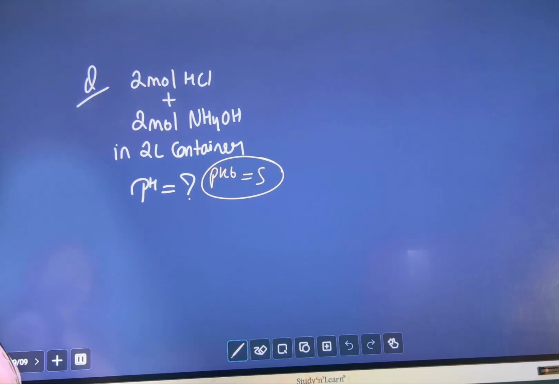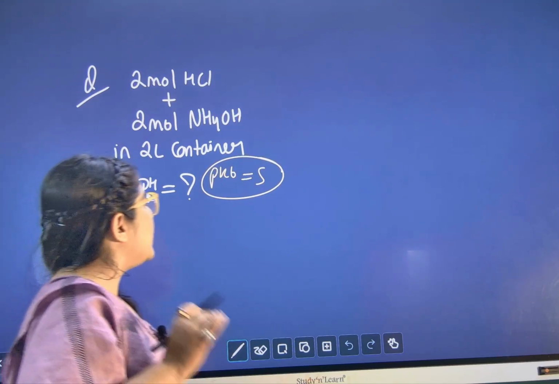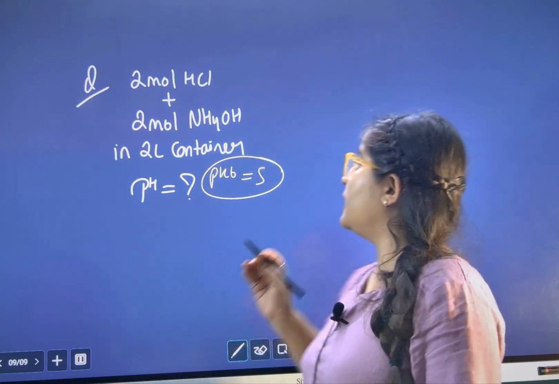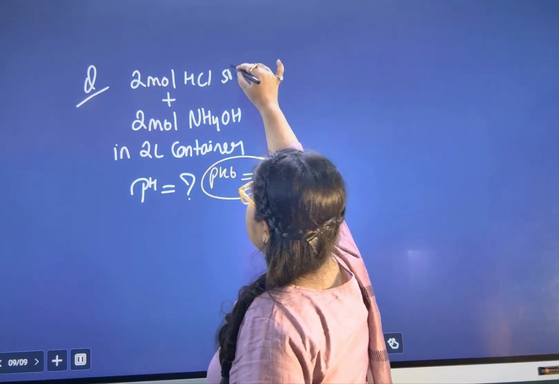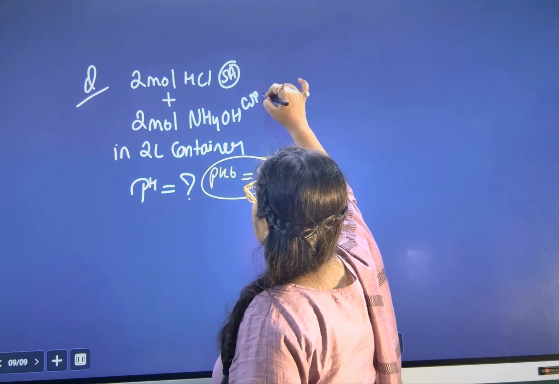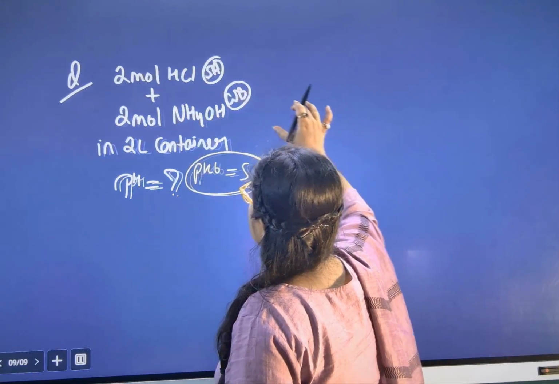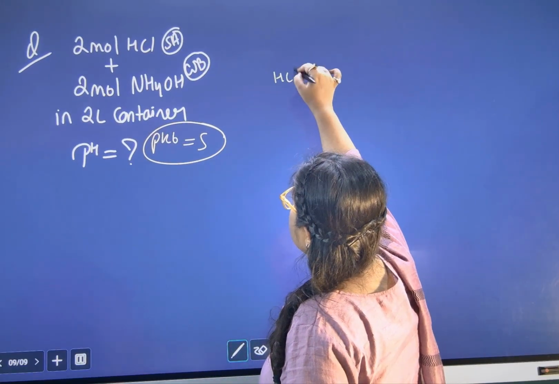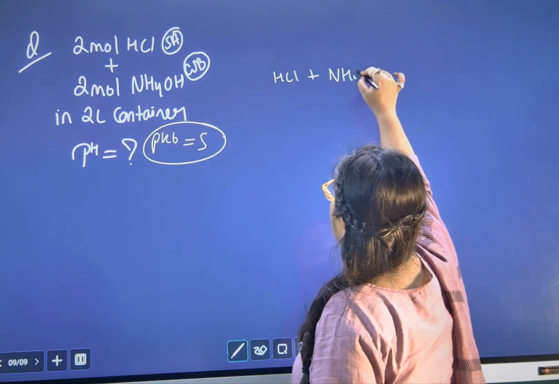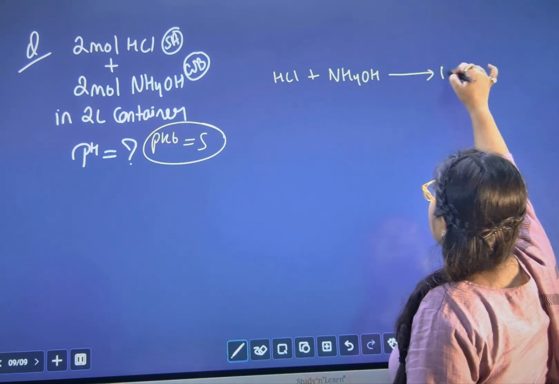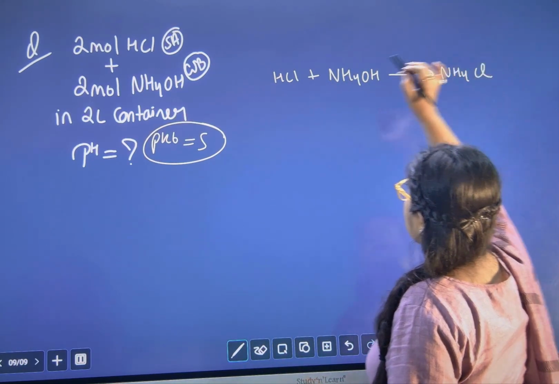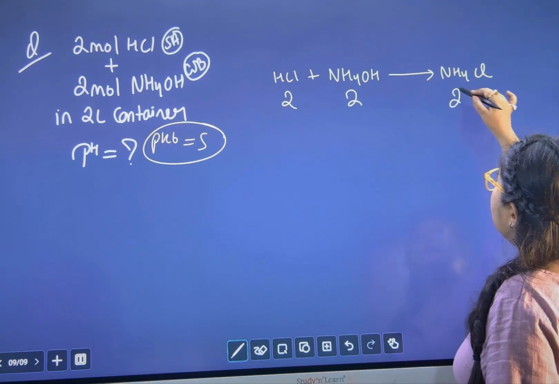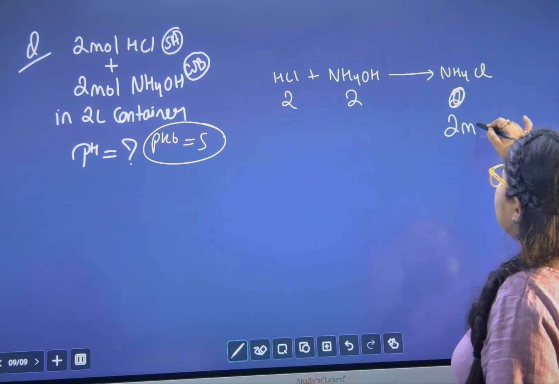Okay, let us solve the next question. The next question is 2 mole HCl plus 2 mole NH4OH in a 2 liter container. So here a strong acid is mixed with a weak base, so it is definitely a question of salt hydrolysis. Let us write down. HCl is reacting with NH4OH. So what will we get here? NH4Cl. How much mole? 2 mole will react, initially 0, and here we will get 2 mole.